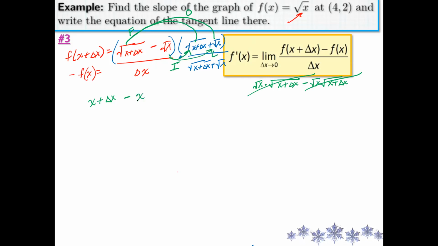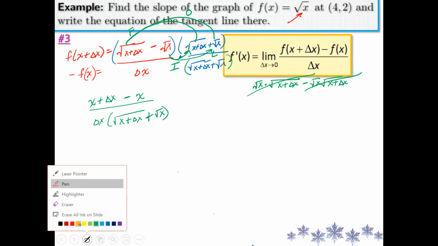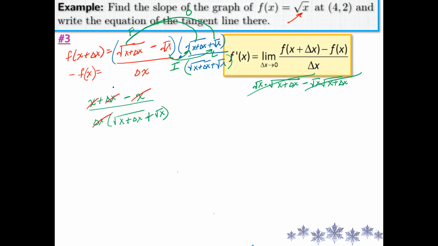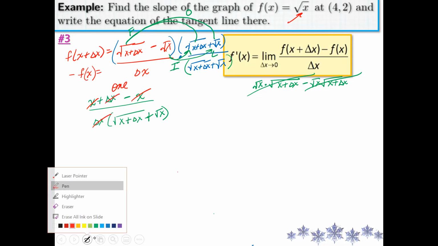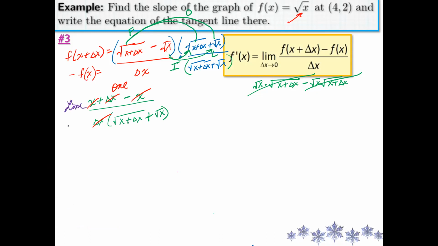So you'll have a negative x, all the way over delta x times the conjugate, and you don't want to distribute it because you want to keep the delta x by itself. So then I get to cancel the delta x, so I only have 1 on top now. Let's go ahead and apply the limit definition as delta x approaches 0. Since you canceled the delta x on the bottom, you're not going to have a 0 in the denominator. So we have a 1, that becomes a 0, 2 square root x, and that is my f prime of x.